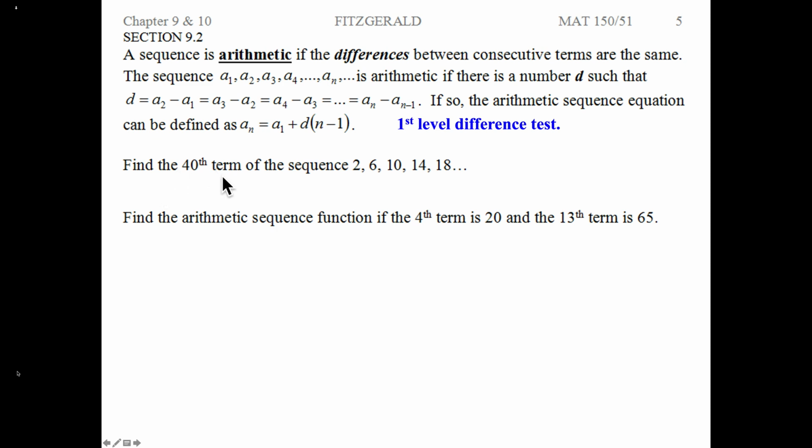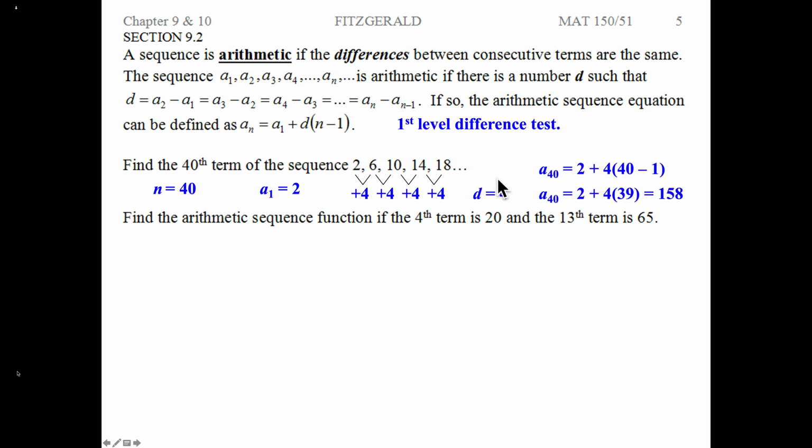So if we had to find the 40th term of a sequence, 2, 6, 10, 14, 18, that's 5 terms. I have no desire to find the next 35 just to find 40. It's not recursive. We just need to create our equation and plug the 40 in. So n is 40. First term a sub 1 is 2. And 6 minus 2 is a positive 4. 10 minus 6 is positive 4. 14 minus 10, positive 4. 18 minus 14, positive 4. So that's your d value.